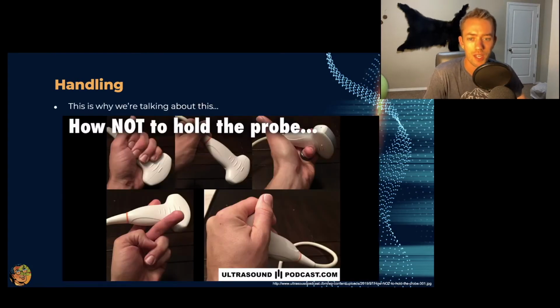So this is how not to hold the probe. Obviously, these three are very silly, but people actually do these quite a bit.